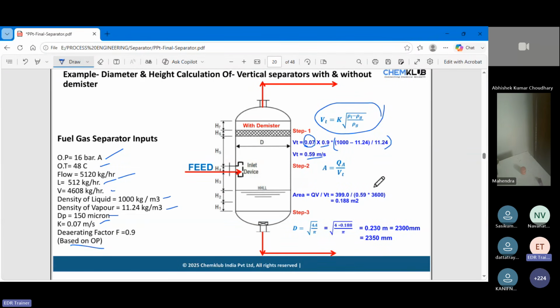By using 0.59, and the flow rate of the two phase flow, you can calculate the volumetric flow rate divided by the velocity. So you will get the area. Now the area will give you the diameter. Okay, so I have taken 50 mm more than the requirement.